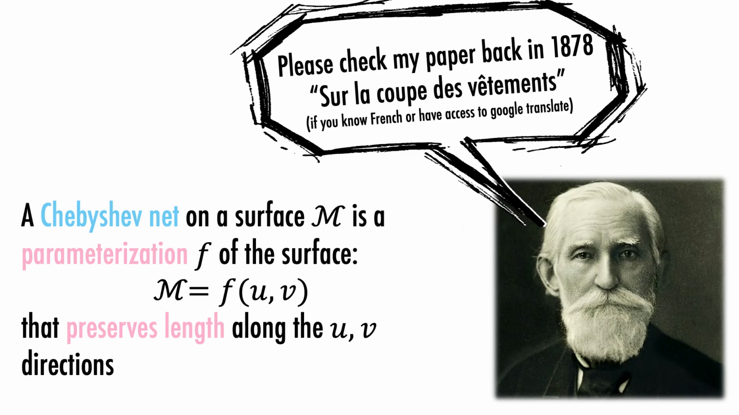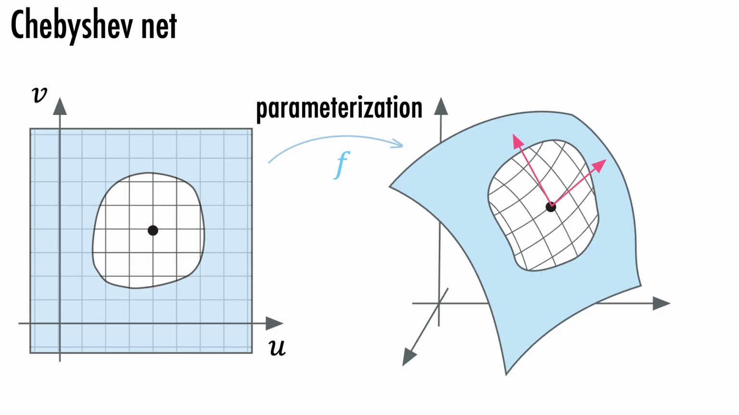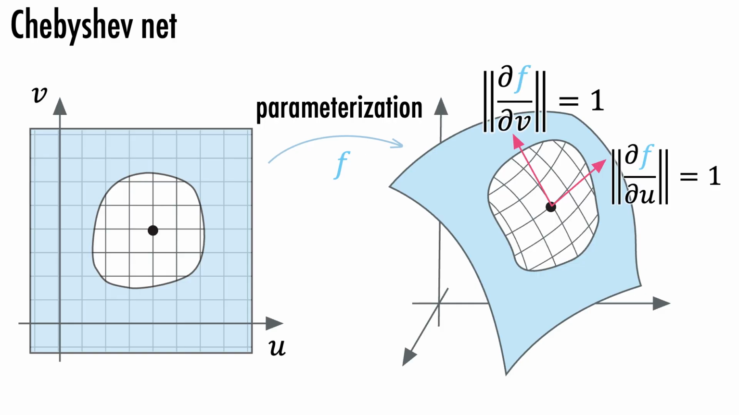The great mathematician, Chebyshev, has proposed a geometry solution to model woven fabric, which nowadays is called a Chebyshev net. This is a surface parameterization function that preserves length along the parametric lines. Mathematically, the surface parameterization should ensure that the gradient with respect to u and v coordinates has a length of 1. If we consider the u and v parametric lines as the weft and warp yarns, these constraints imply that the lengths along the yarn directions are preserved.